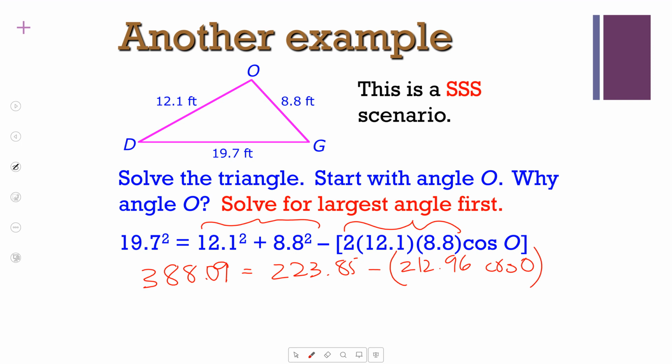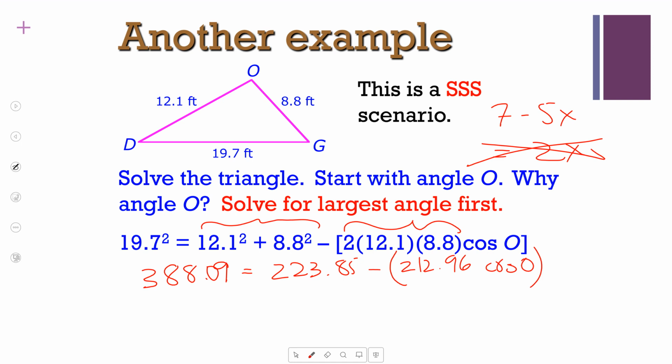And here's what causes problems. What a lot of people will do now is they will take 223.85 and subtract 212.96. That's bad. Why is that bad? Well, look at this. If I gave you 7 minus 5x, is that equal to 2x? No. Absolutely not. That's horrible math. Don't do it here either. We have to divide. No.